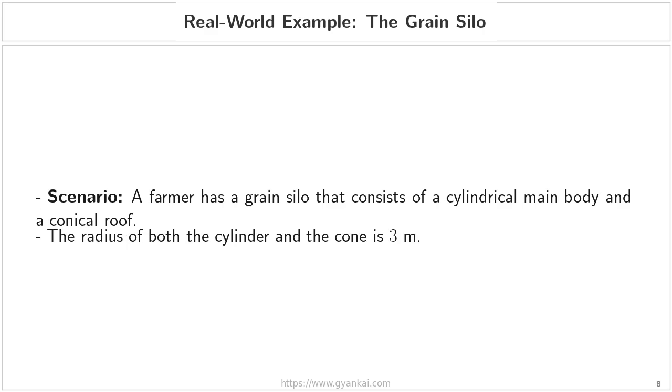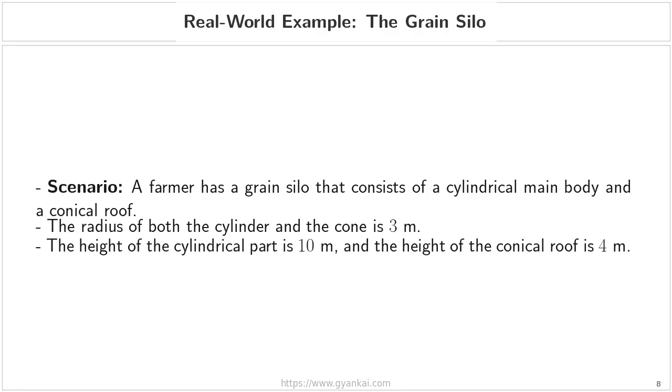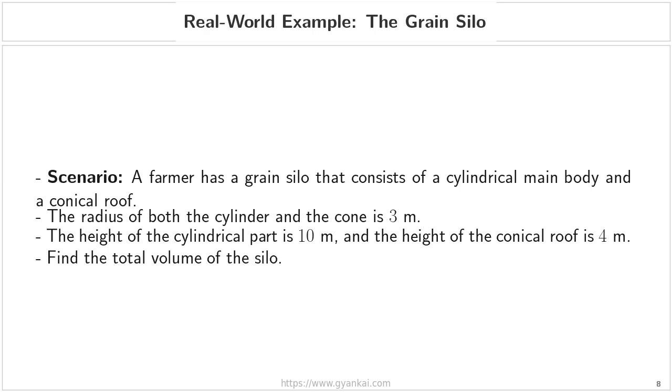To solve this, we have been given some specific measurements. First, the radius for both the cylinder and the cone is 3 meters. Next, we have the heights to consider. The height of the cylindrical part is 10 meters, while the height of the conical roof is 4 meters. Our objective is to find the total volume of this entire silo. As we move to the next few slides, we will apply the steps we just learned to find the solution step by step.